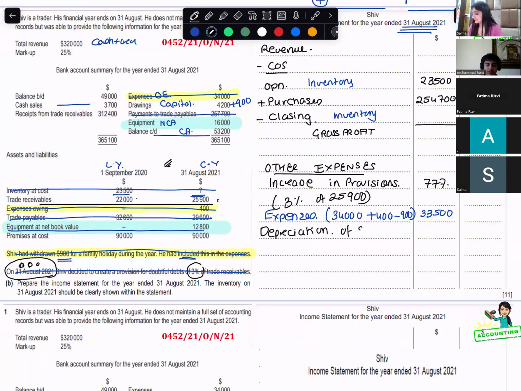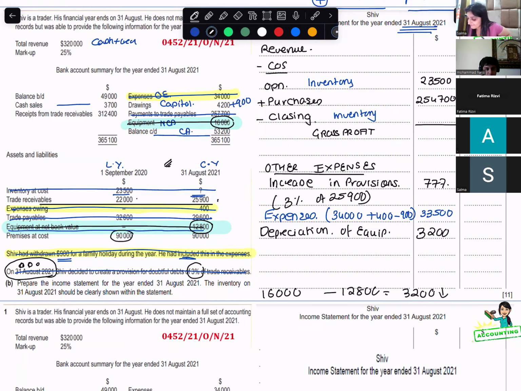Miss, you do 16,000 minus 12,800. So you get the depreciation. I purchased equipments for 16,000. Now the valuation is 12,800. So that's the depreciation, and you recorded other expenses. So there is a fall in the value of equipments. 16,000 minus 12,800, a fall in the value of equipment of 3,200. So this is depreciation of equipments. So equipment is also gone. Are you with me? Premises is at the same value.